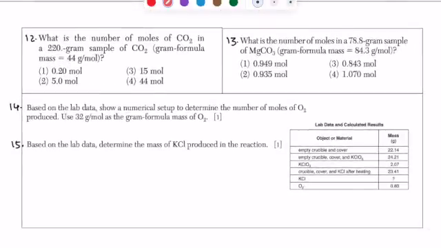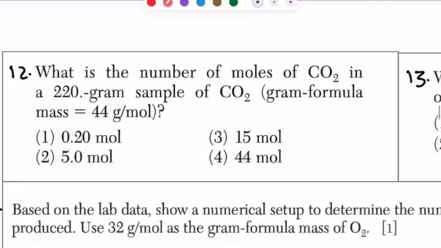What is the number of moles of carbon dioxide in a 220 gram sample of carbon dioxide? This is very common in Regents where they try to save your time and they give you the gram formula mass. If it's not given, you have to calculate this yourself. So this is where we are trying to go from the given grams to the number of moles. There are a few ways to do this. You can use the equation given in Table T. The equation, I believe, is called mole calculation.